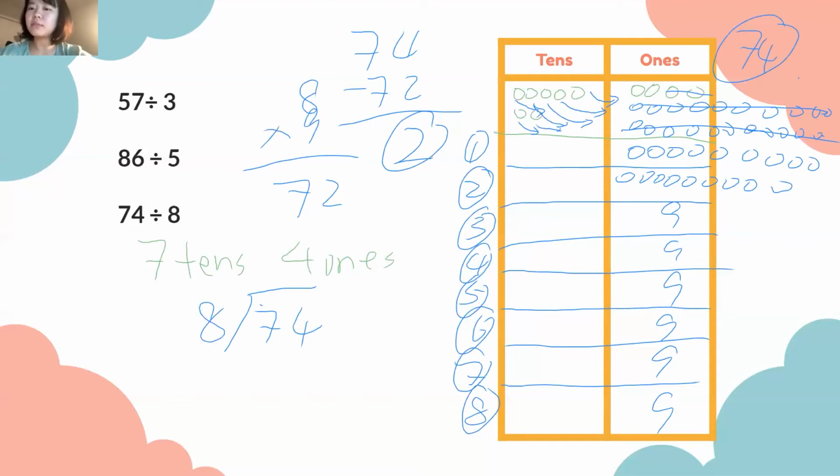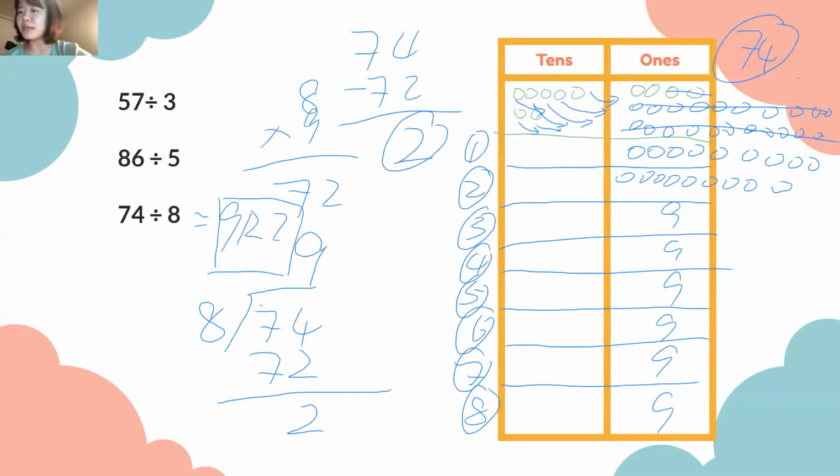Let me erase this one first. Okay, so we're putting nothing for the tens place of the quotient because 7 is less than 8 and we cannot divide that. And let's put 9 for the ones. And 9 times 8 equals 72. And the remainder is 2. So 74 divided by 8 equals 9, remainder 2. So this is our answer.